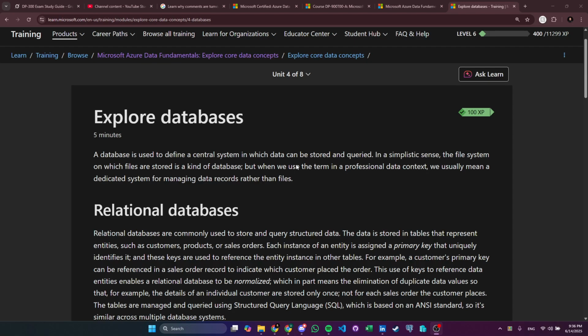What is a database? A database is used to define a central system in which data can be stored and queried. In a simplistic sense, the file system on which files are stored is a kind of database. But when we use the term in a professional data context, we usually mean a dedicated system for managing data records rather than files. So basically, we're not dealing with files, we're dealing with pure data. A system that's built for managing data, not files, not blobs, pure data.